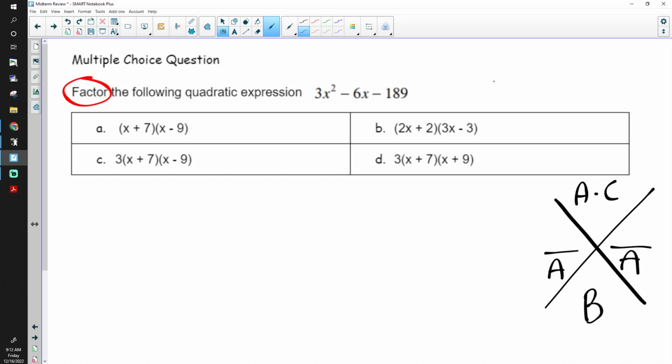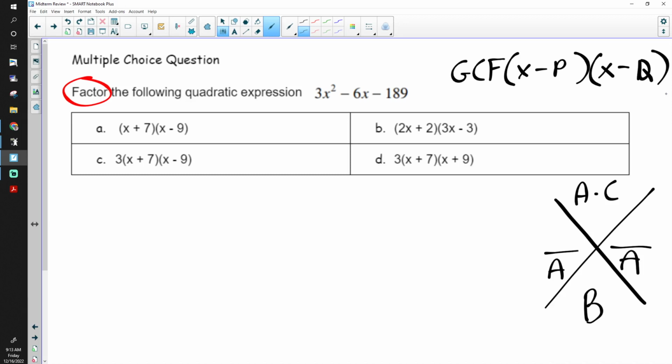Alright, factored form is GCF and then our two factors right after, with our P and our Q. Okay, so this is the form it should be in. Okay, so let's go ahead and knock this bad boy out. It's not that hard. We can do it.